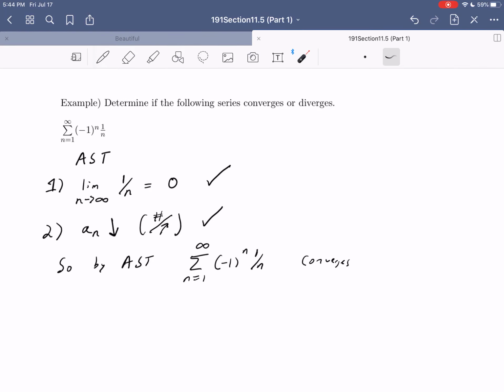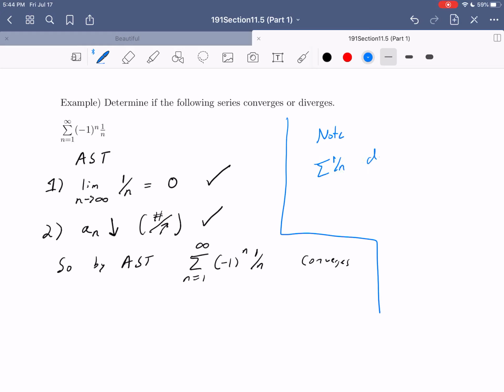In our very first example, we used the AST. It was very nice and easy, and we saw that it converged. But when we did that, we commented that if that minus 1 to the n hadn't been there, and we had actually just looked at the sum of 1 over n, that would have diverged. So I'm just going to make a little note here: sum 1 over n would diverge. If it didn't have that alternating piece, it would have diverged. Our alternating one certainly converges, but if it didn't have that, it would have diverged.